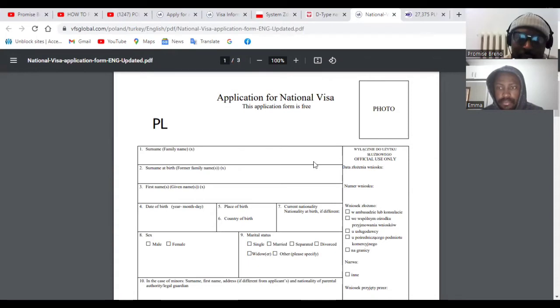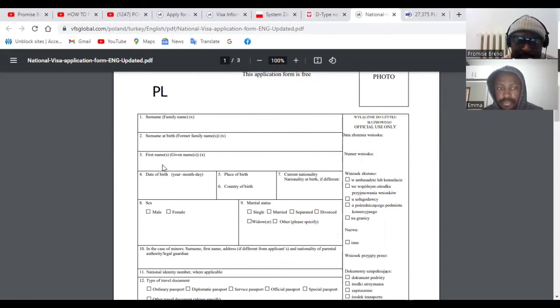Okay. Now, the first thing that comes to your mind here is the surname. You have to write in capital letters. So you have to write your surname here. Then surname at birth, you have to write it here. Then first names or given names, write it here.